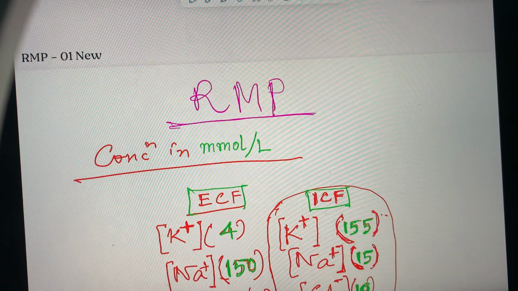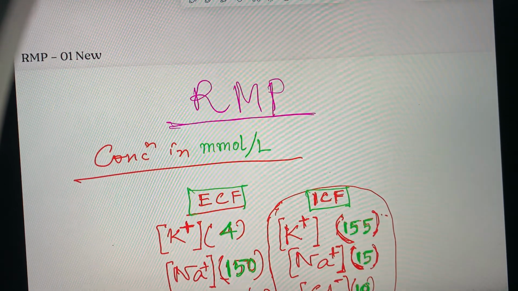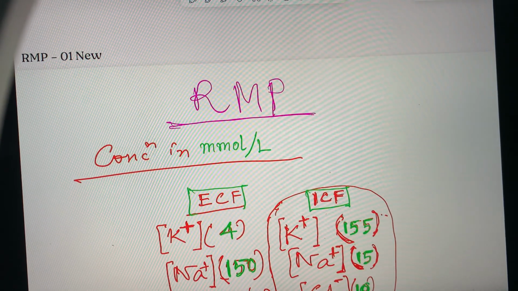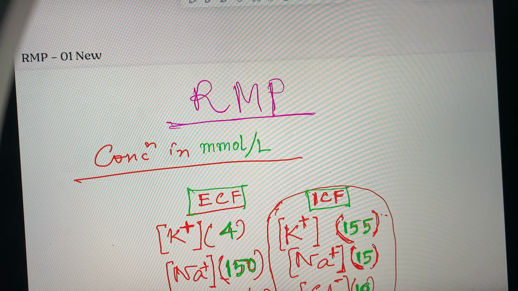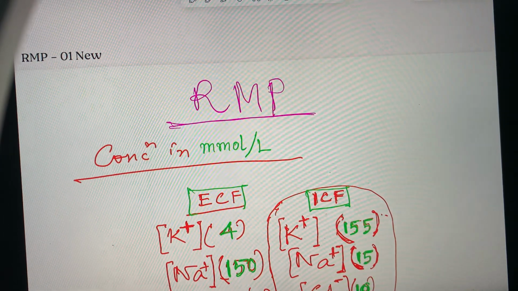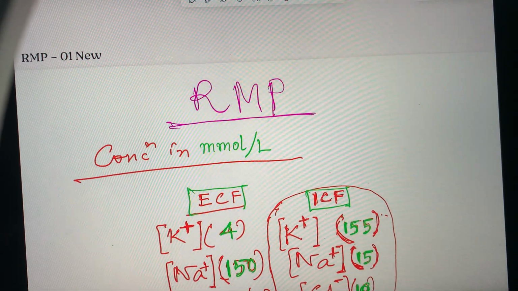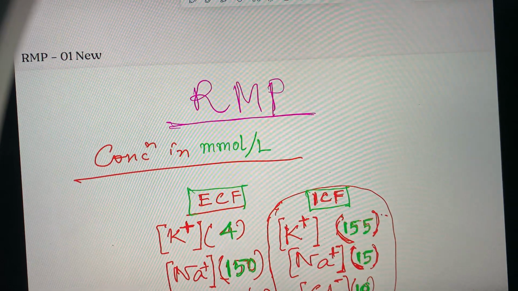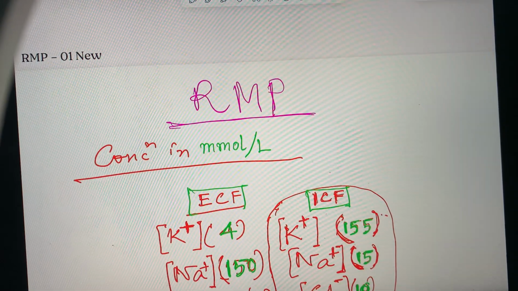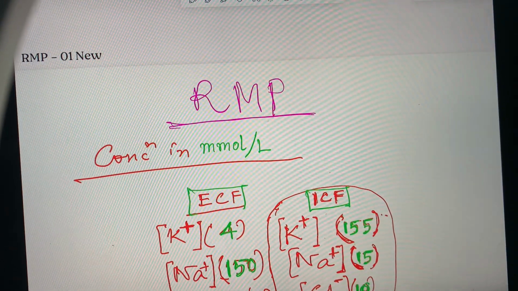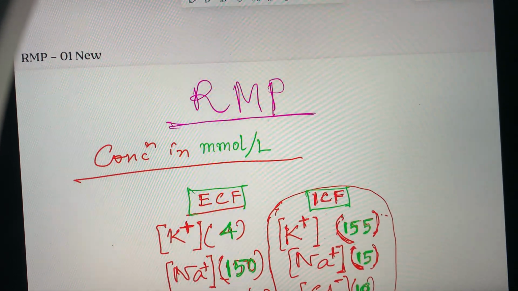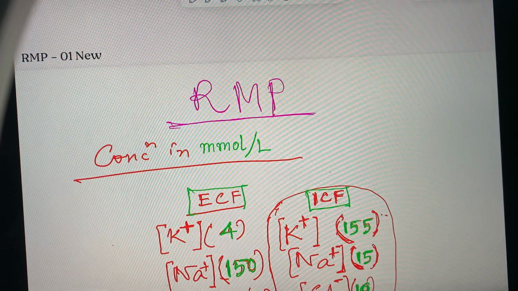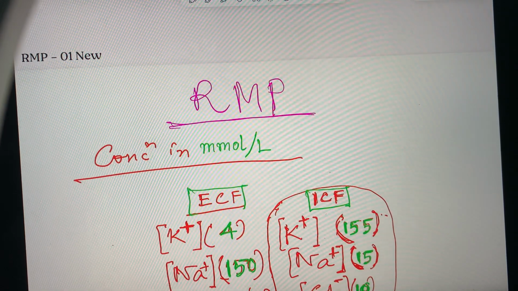So, today we'll discuss resting membrane potential. What is resting membrane potential? It is the difference of potential between the outside and inside of the cell. In a neuron, this is about minus 70 millivolt, whereas in a skeletal muscle it is minus 90 millivolt.